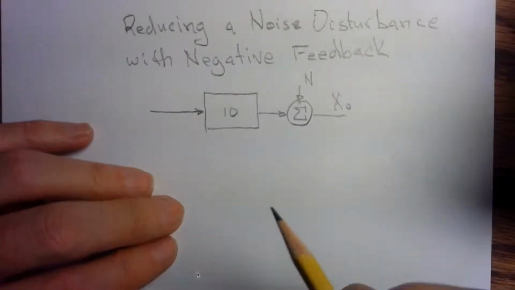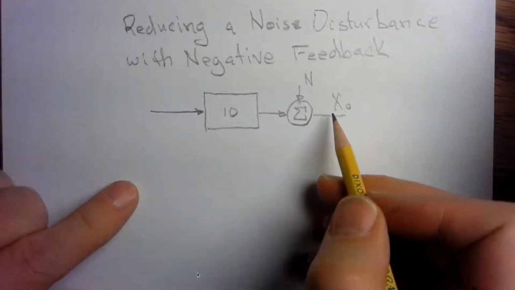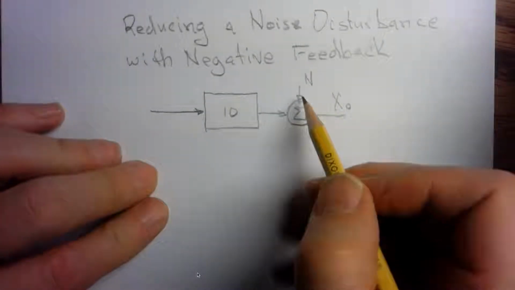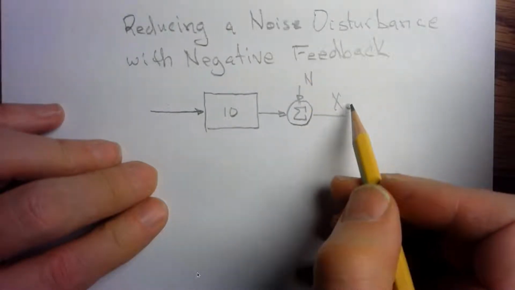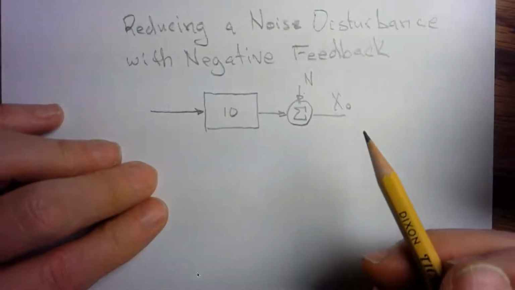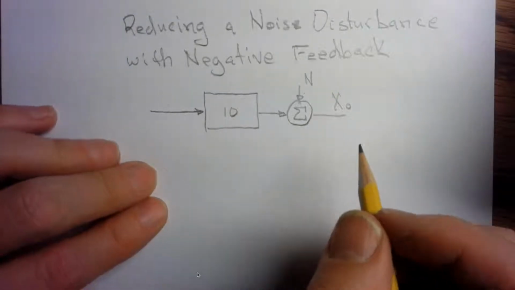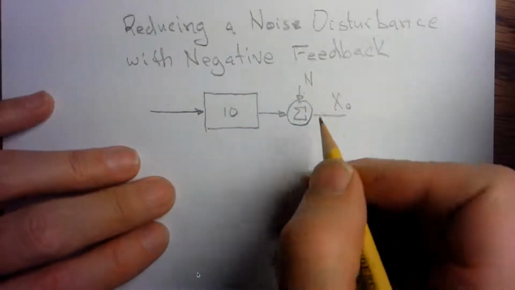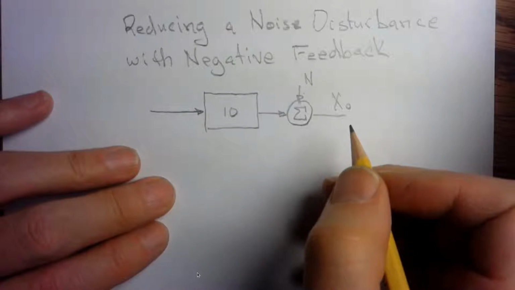Suppose we have a system that's supposed to amplify an input signal here by 10 to give an output signal here. But unfortunately, this system suffers a problem where noise is added in to the output, so you end up with X out being 10 times the input here plus the noise. That's not good. I'd like to reduce that noise if possible. That noise is really just a disturbance to my whole system. So what I want to do is show you how to reduce this noise using negative feedback.